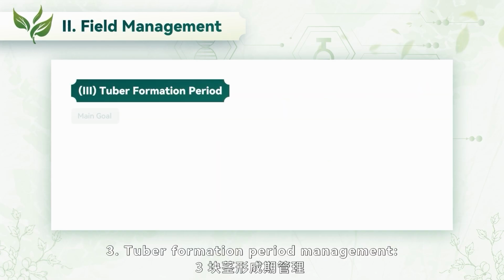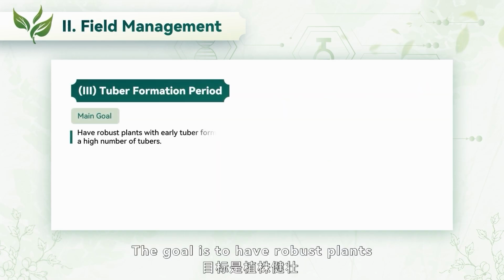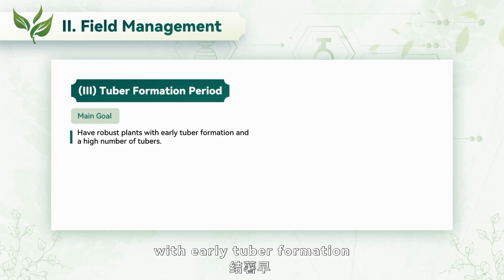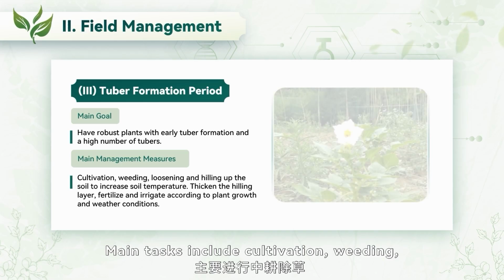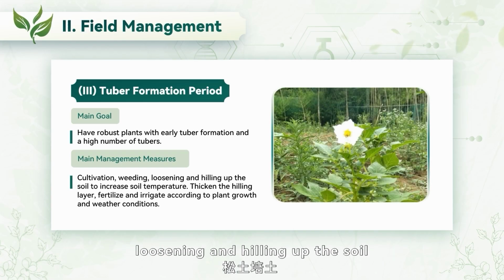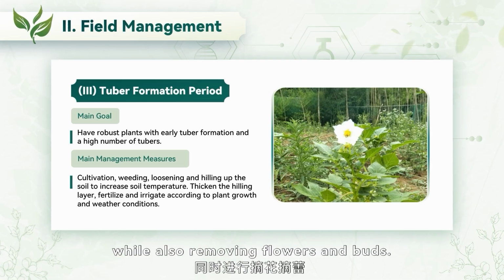3. Tuber formation period management. The goal is to have robust plants with early tuber formation and a high number of tubers. Main tasks include cultivation, weeding, loosening and hilling up the soil to increase soil temperature. Thicken the hilling layer, fertilize and irrigate according to plant growth and weather conditions, while also removing flowers and buds.